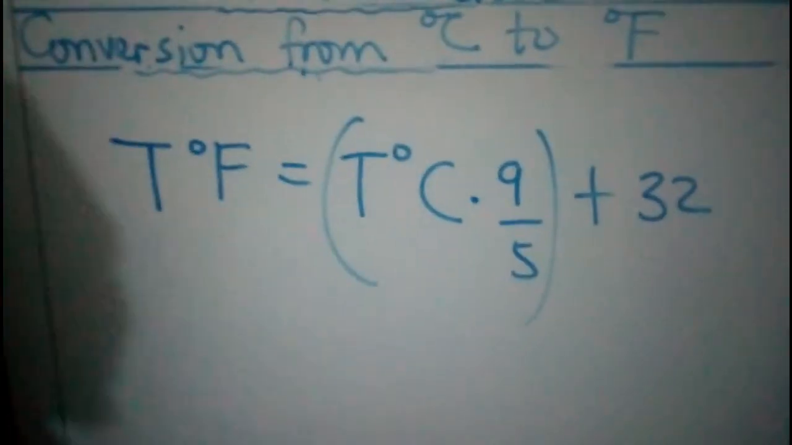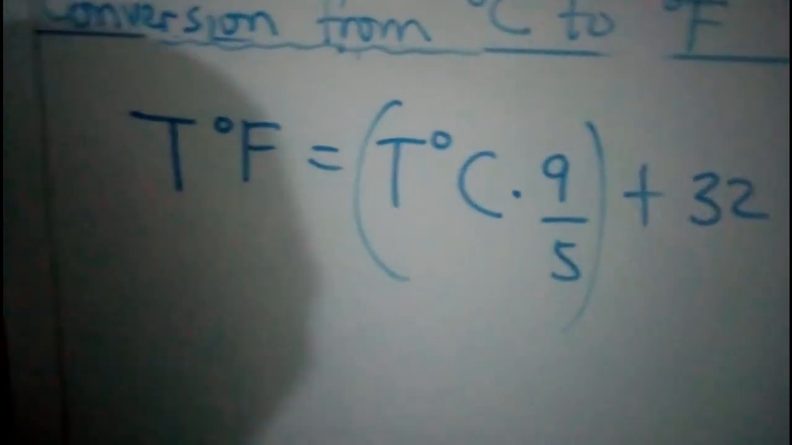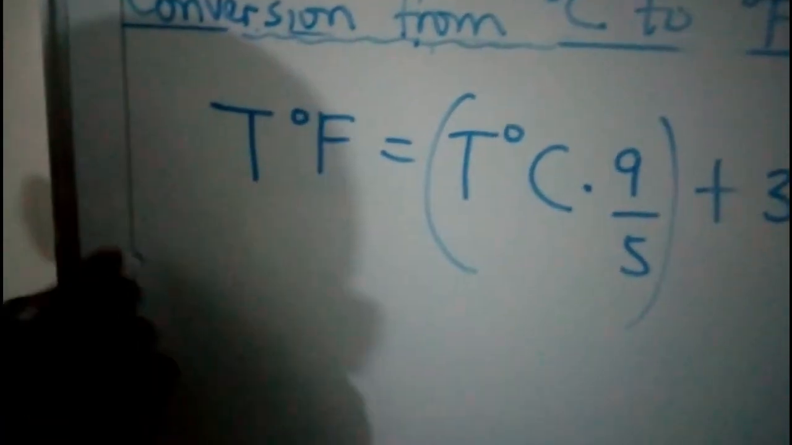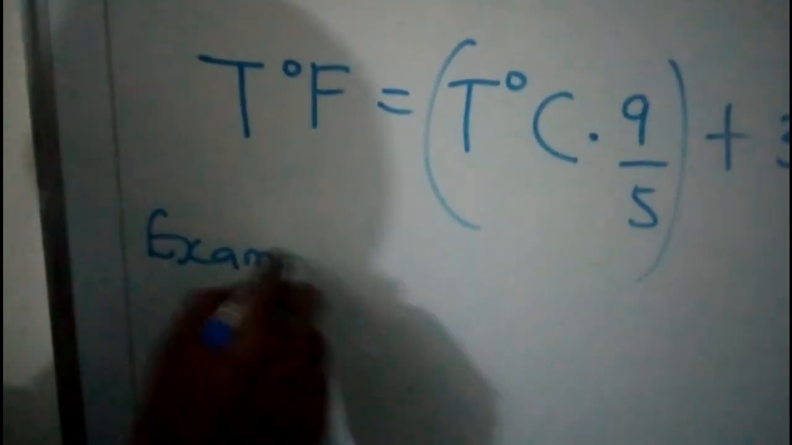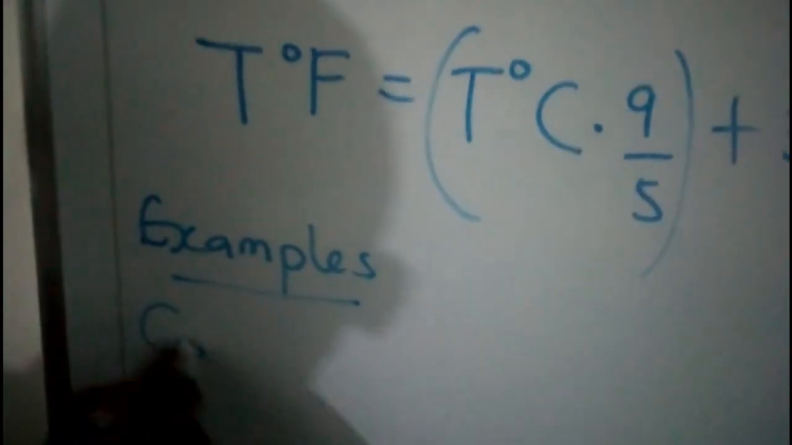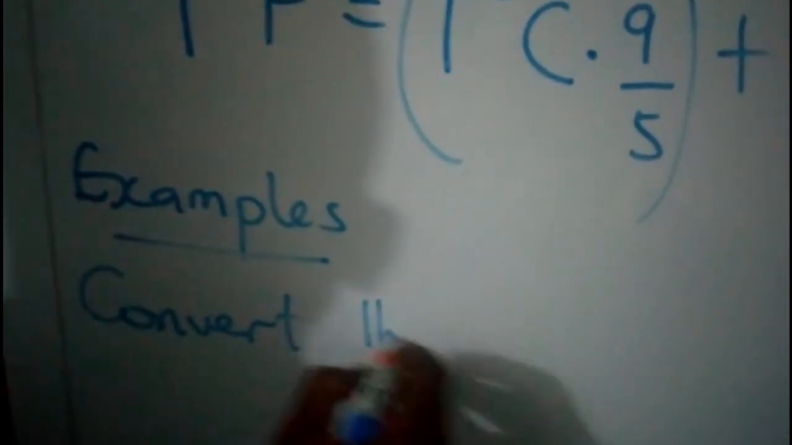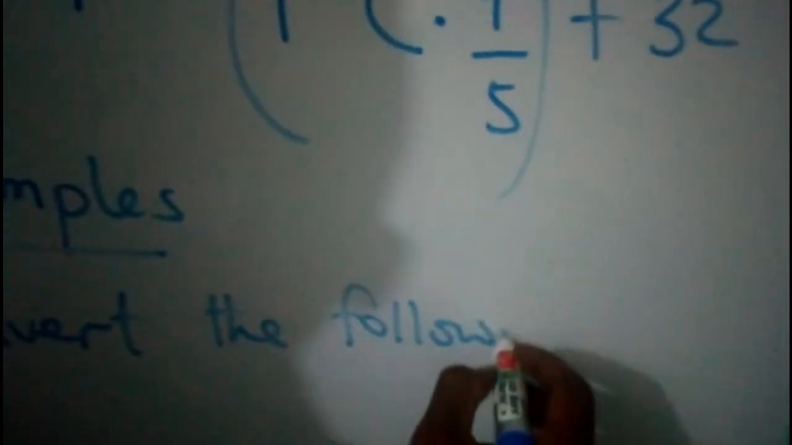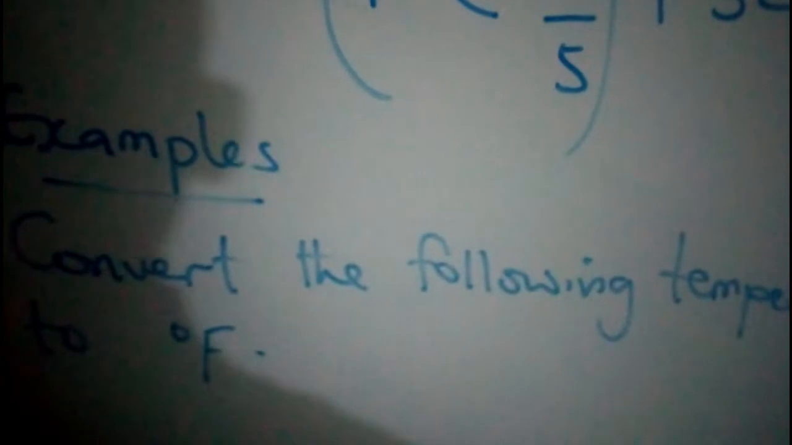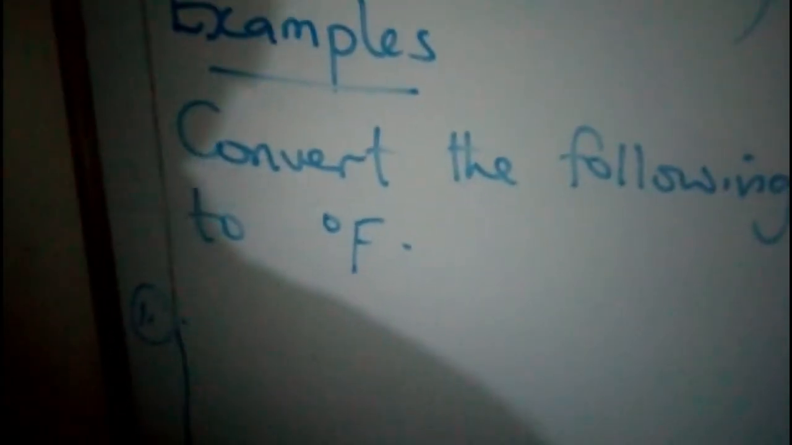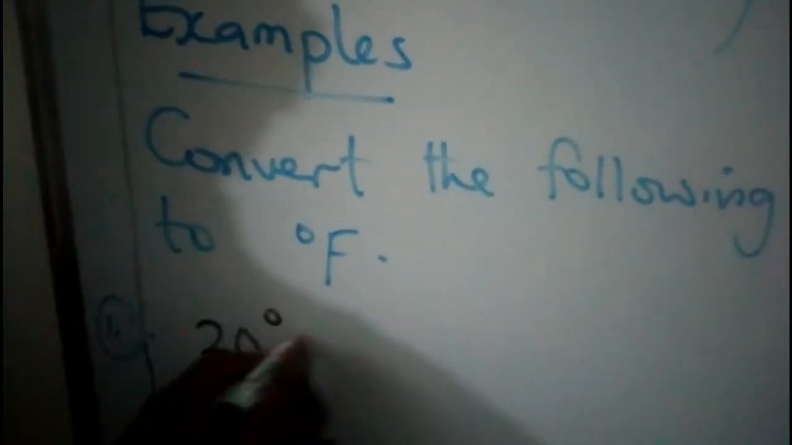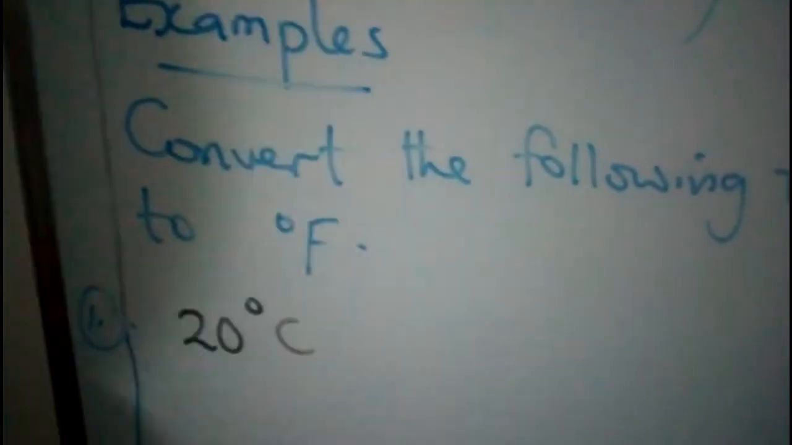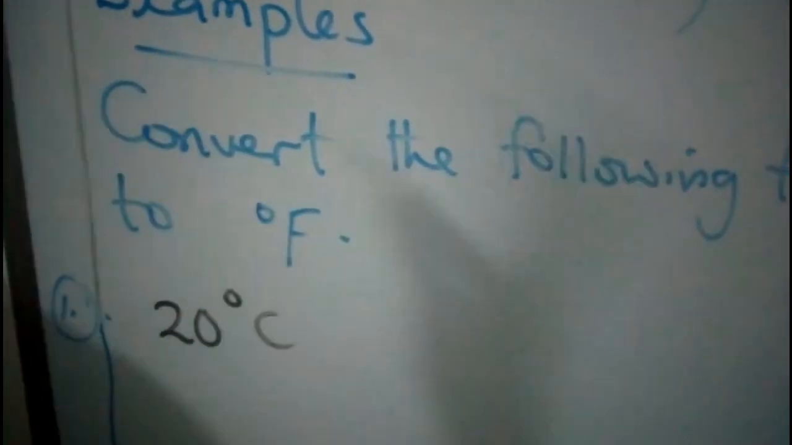So from here now, we'll take a few examples and then we apply this formula to solve them. So examples: convert the following temperatures to degree Fahrenheit. So number 1, let's have 20 degrees Celsius. Now this 20 degrees Celsius is in Celsius already. We want to take it to Fahrenheit.